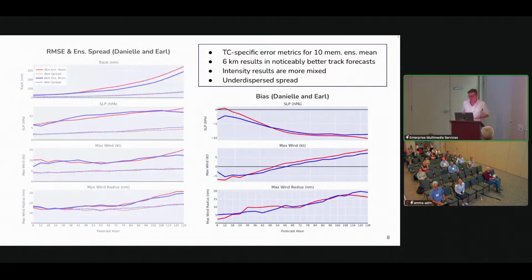First of all, there are noticeable differences in TC-specific metrics. And intensity results are a little bit more mixed, but I want to highlight the utility of using an ensemble forecast here. You'll notice these metrics are much less noisy than maybe a deterministic forecast. And we can also examine things like the spread and how dispersed that is. In this case, very underdispersed, unfortunately, but we do have a follow-up study that is looking to address some of that.